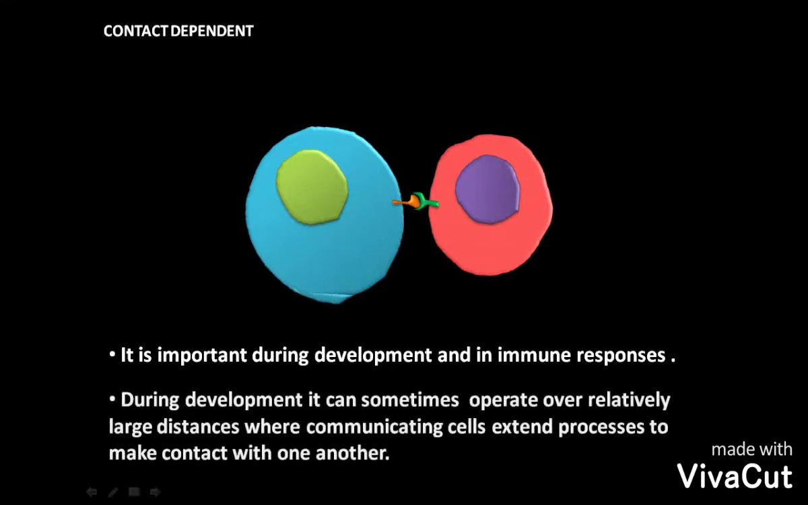During development, it can sometimes operate over relatively large distances, where communicating cells extend processes to make contact with one another. The second one is paracrine signaling.